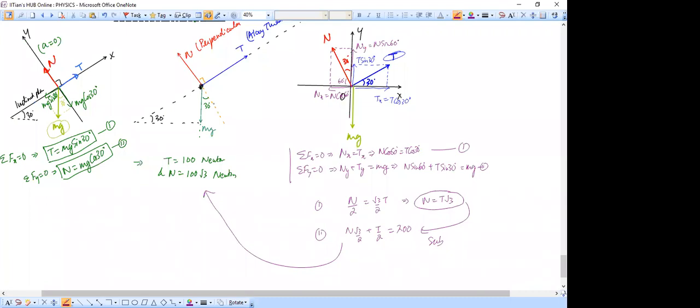Okay, so the actual forces acting on the body are tension, normal reaction, and weight, and their sum should be zero, because the acceleration of the body is zero. So net force should be zero. So to make net force zero, we have to resolve. Now these are the two systems of resolution I'm showing. One where we have taken the x-axis along the inclined plane and the y-axis perpendicular to the inclined plane.